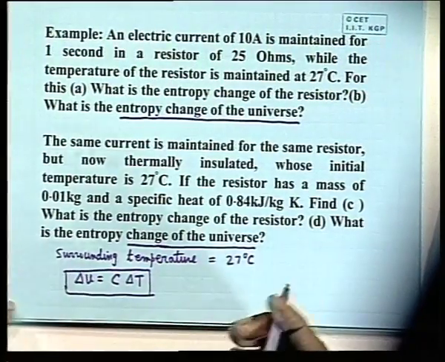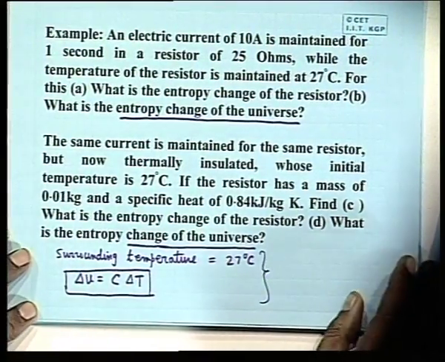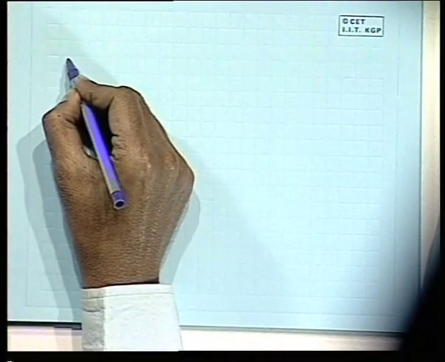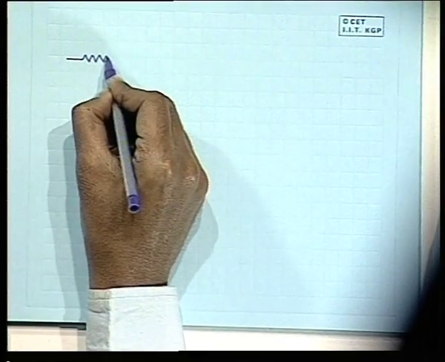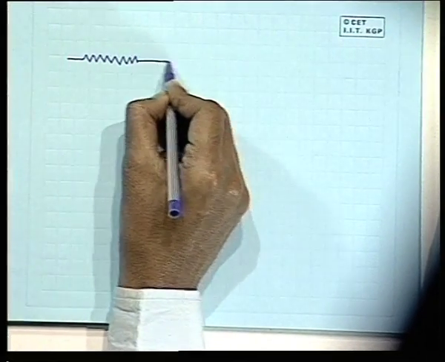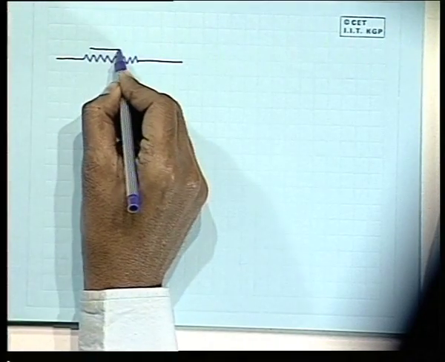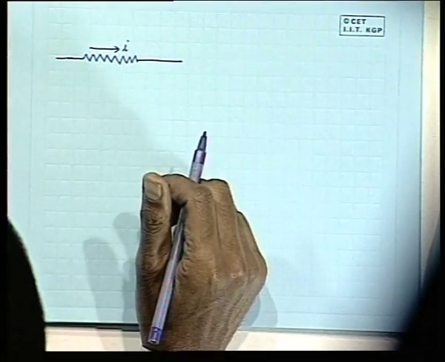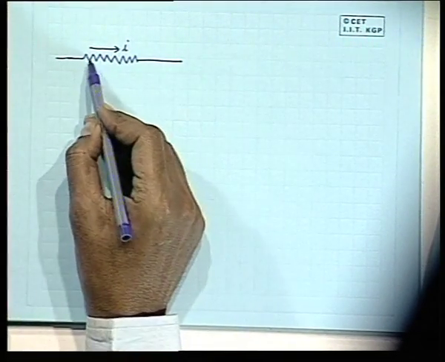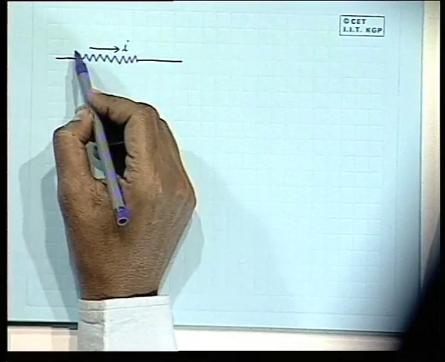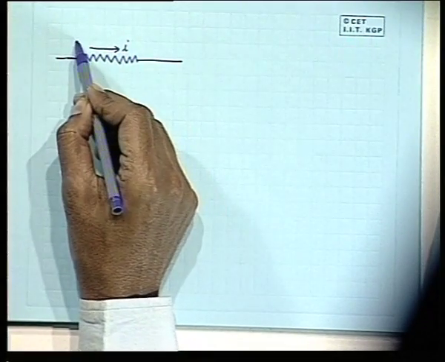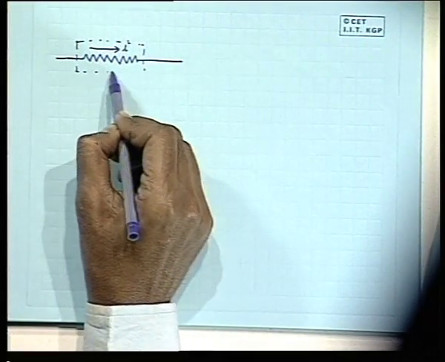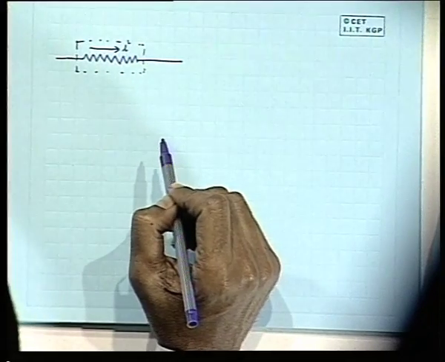So, these two will be required for solving this problem. Now, let us find out the first one. The first one is an electrical resistor through which an electrical current is flowing because of some potential difference applied across the resistor. The resistor is maintained at constant temperature, which means there is a heat transfer from the resistor. In this case, I can use this resistor as a system.